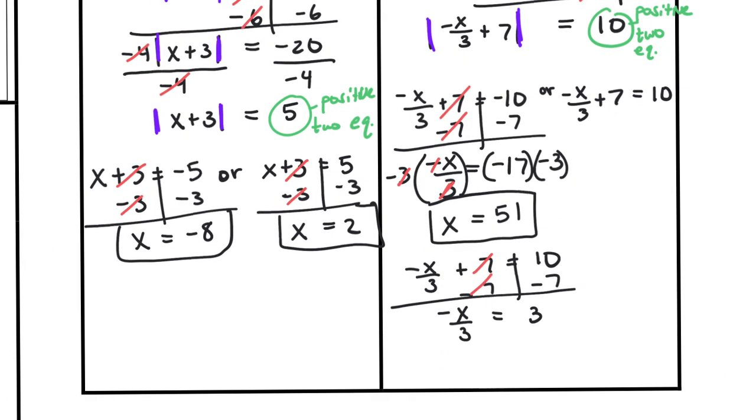And then we're going to do the opposite of dividing by 3. We're going to multiply both sides by negative 3. This negative 3 and this negative 1/3 are going to cancel. And I'm going to be left with x equals negative 9.